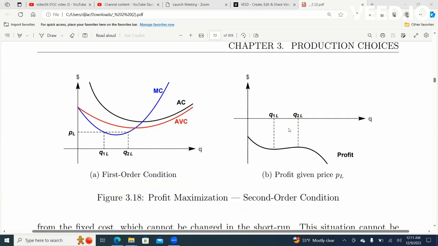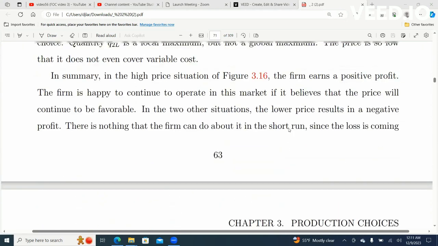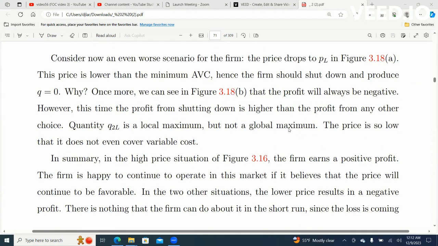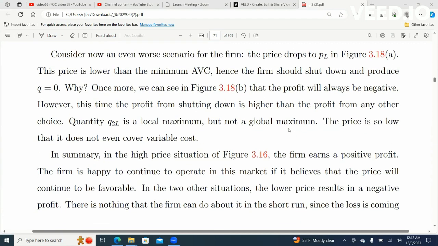Uh-oh, so now we're below the AVC. That's no good. The price is lower than the minimum AVC, that's the average variable cost. Hence, the firm should shut down and produce Q equals 0.